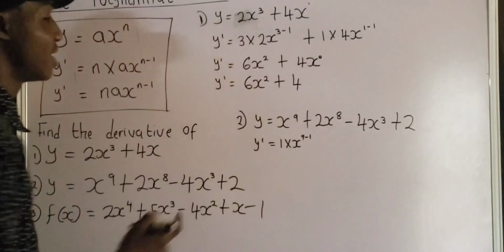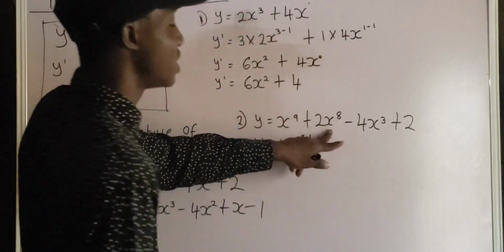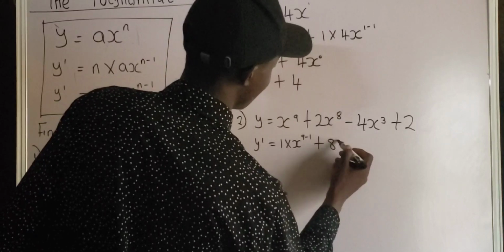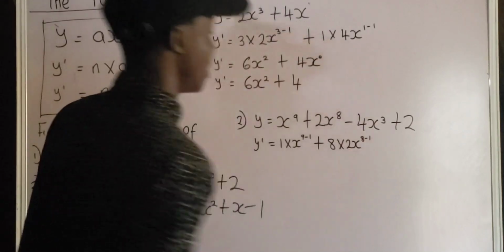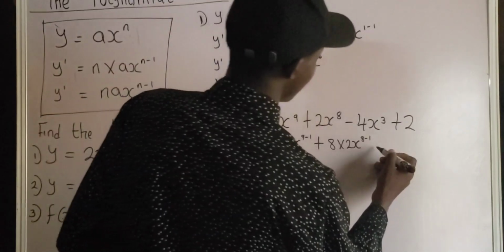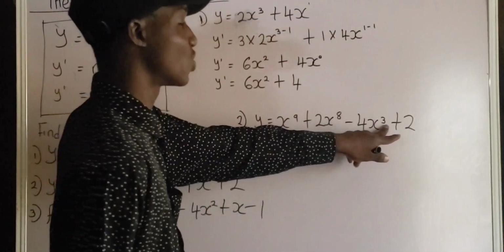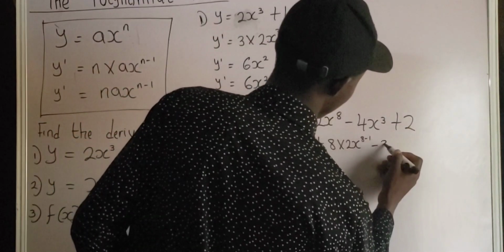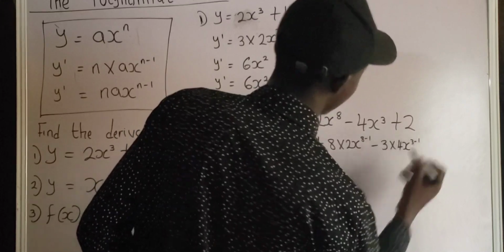Do you understand? Plus, for this, the power to which x is raised is what? 8. So I'm going to have 8 multiplied by 2x raised to the power of 8 minus 1. So let us proceed. For this, minus, the power to which x is raised is what? 3. So 3 will multiply the coefficient of x, which is 4. So I'm going to have 3 multiplied by 4x raised to the power of 3 minus 1.